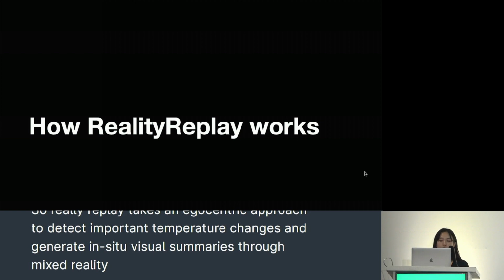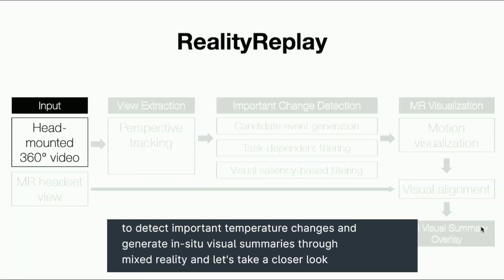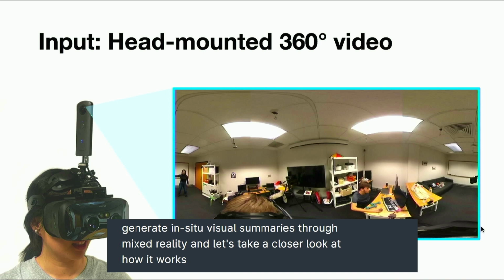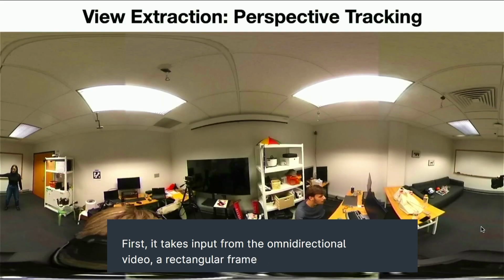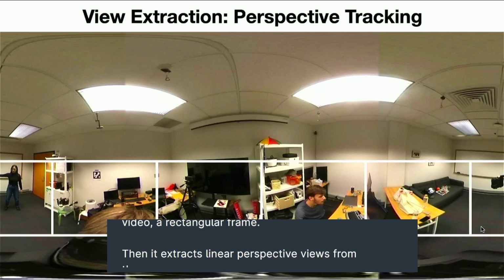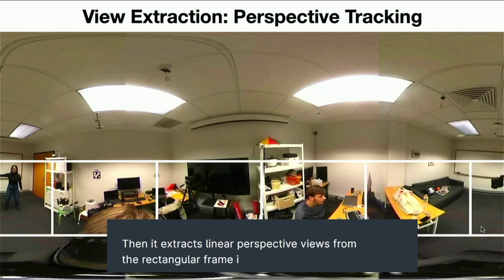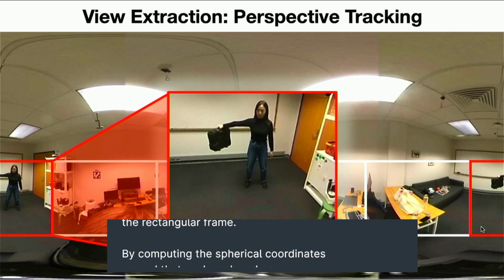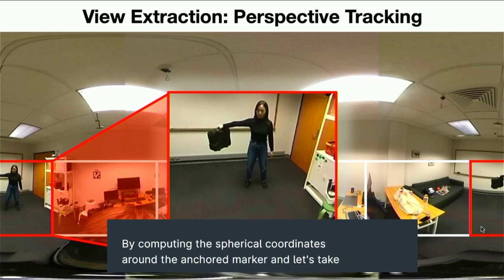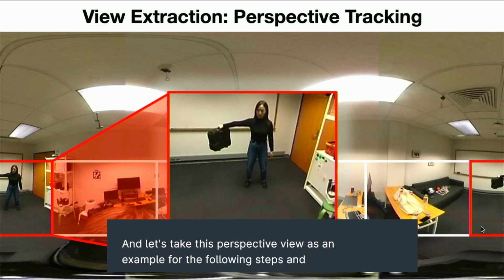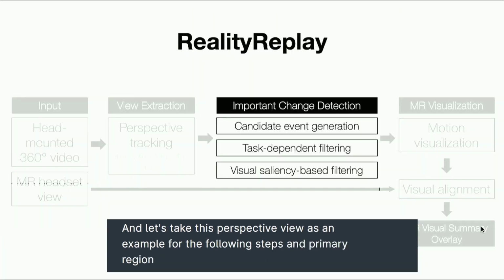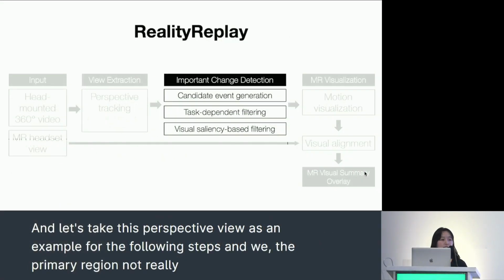And let's take a closer look at how it works. First, it takes input from the omnidirectional video as a rectangular frame. Then it extracts linear perspective views from the rectangular frame by computing the spherical coordinates around an anchored marker. And let's take this perspective view as an example for the following steps, and we call it primary region. Now RealityReplay detects important changes in this primary region.